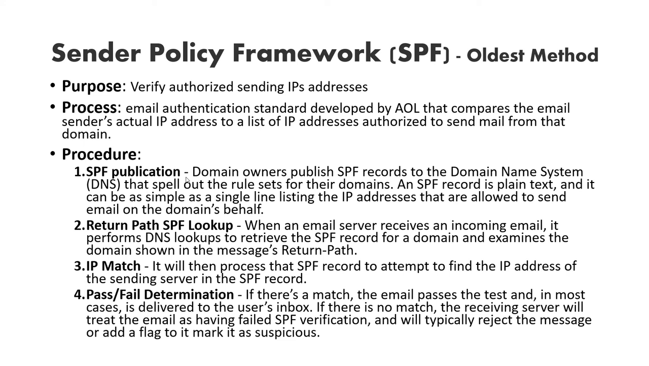What it does then, when you get an email, it looks up the return path SPF, and when it receives that email, it performs a DNS lookup. So it looks at that, you're getting it from whatever.com. It's going to go to whatever.com, look up your DNS and retrieve that SPF record, that text record for the domain, and see if the domain shown in the message's return path, remember return path, not the from, is a valid IP address in your SPF record. If there's an IP match, it will process that SPF record to attempt to find it in that record. And then it makes a pass or fail determination.